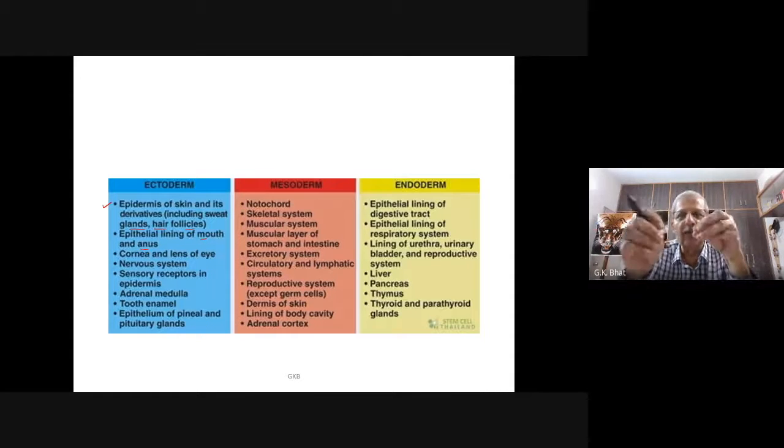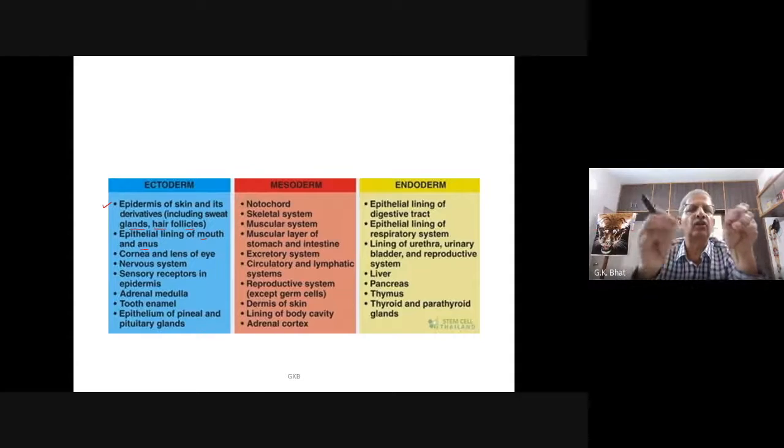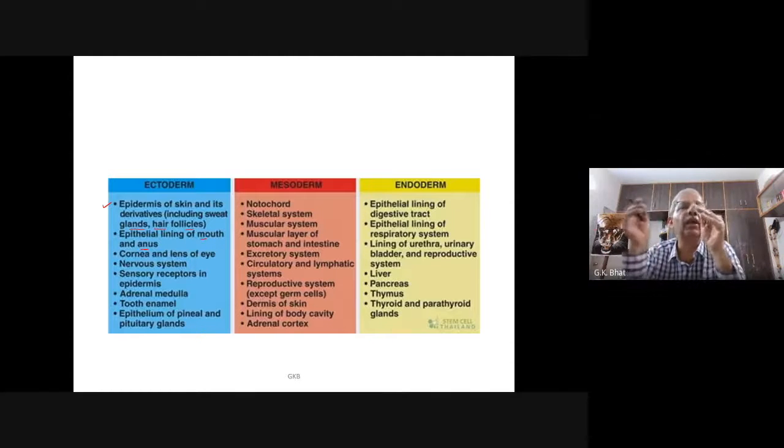The pineal gland and pituitary gland, these are the ectodermal derivatives. Okay. Now let us go deep inside the body. We have already seen the mouth lined by ectodermal derivative. Cut it, throw it. Anus, anal cavity, lined by ectodermal derivative.